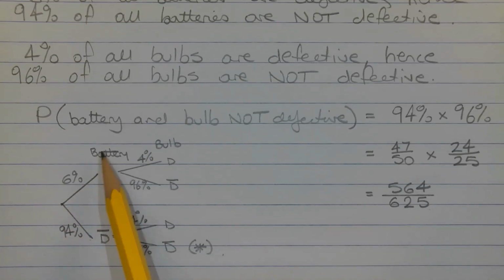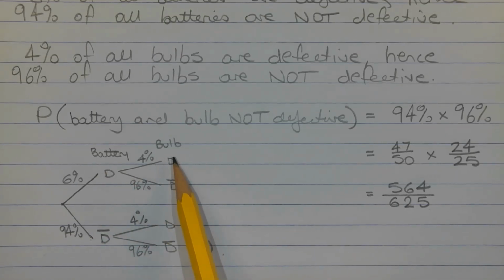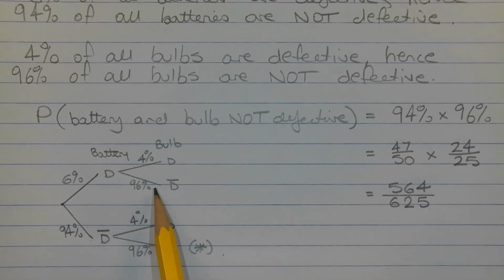So for a defective battery, it's 6%. For a battery that's not defective, it's 94%. And whichever battery we choose, whether it's defective or not defective, it's a 4% chance of choosing a defective bulb and a 96% chance of choosing a bulb that is not defective.